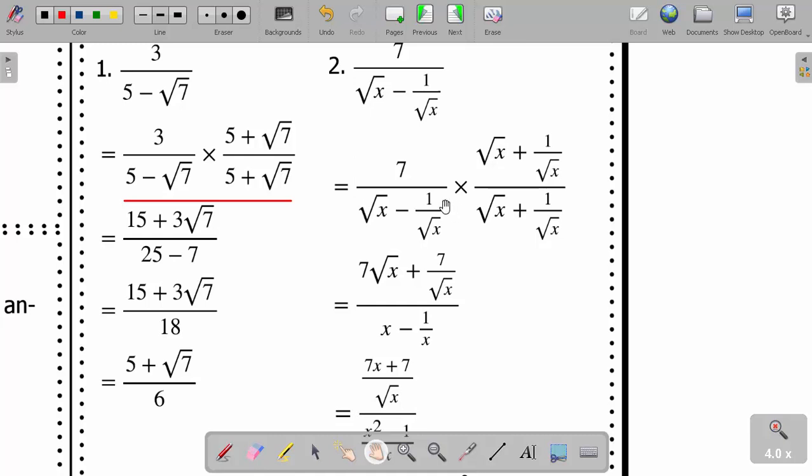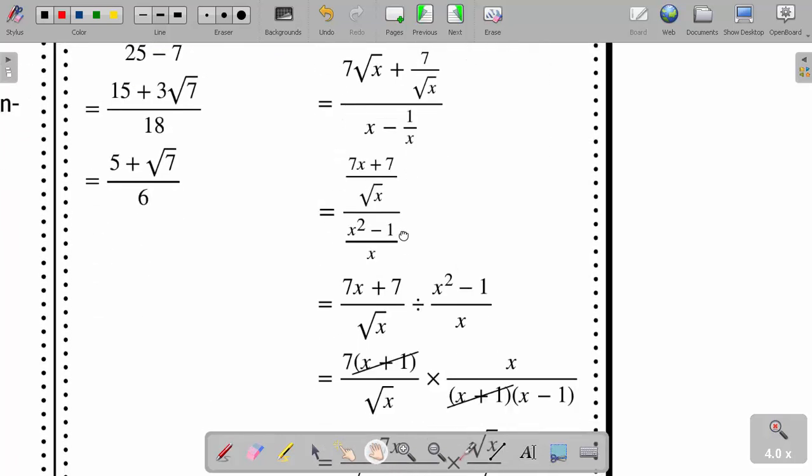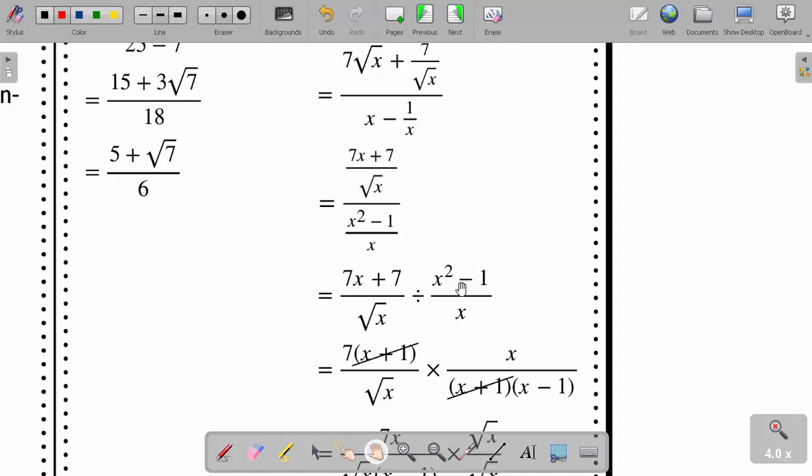Okay. And then I'm going to distribute this 7 with what you see here. So it's going to become 7 root x plus 7 over root x. Then over x minus 1 over x. Okay. Now if I put it under the same denominator here, which is root x, I'm going to have actually 7x plus 7 over root x, then divided by x squared, even here, under x as the denominator, x squared minus 1.